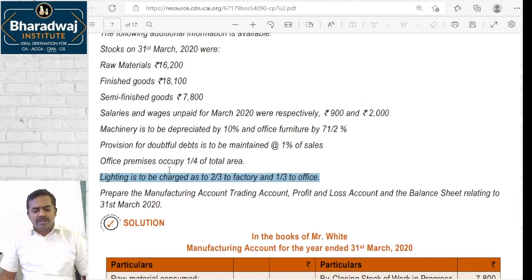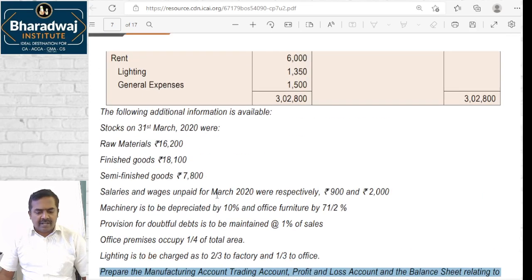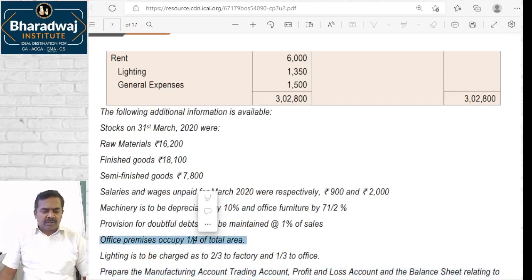Here what is given? Lighting to be charged 2/3 for the factory, 1/3 for the office. 2/3 for the factory, it will come in which account? Manufacturing account. 1/3 to the office, that will come in which account? P&L account. Prepare manufacturing account, trading account, P&L account is given. Office is 1/4 of the total area. So all general expenses, all types of indirect expenses, 1/4 for office, remaining 3/4 for what? Factory.